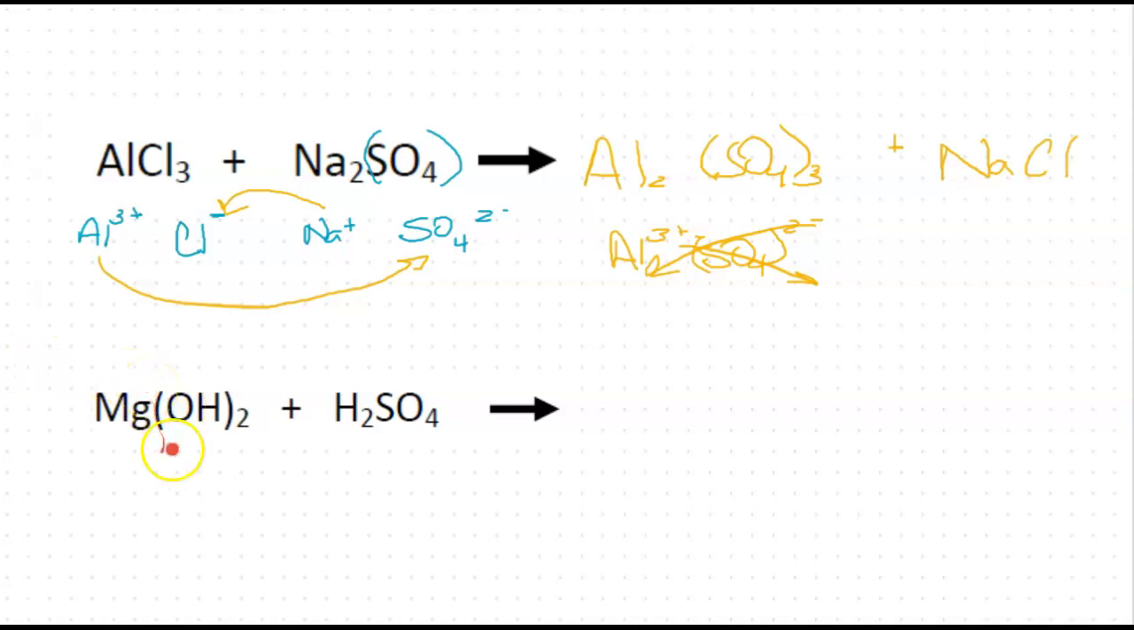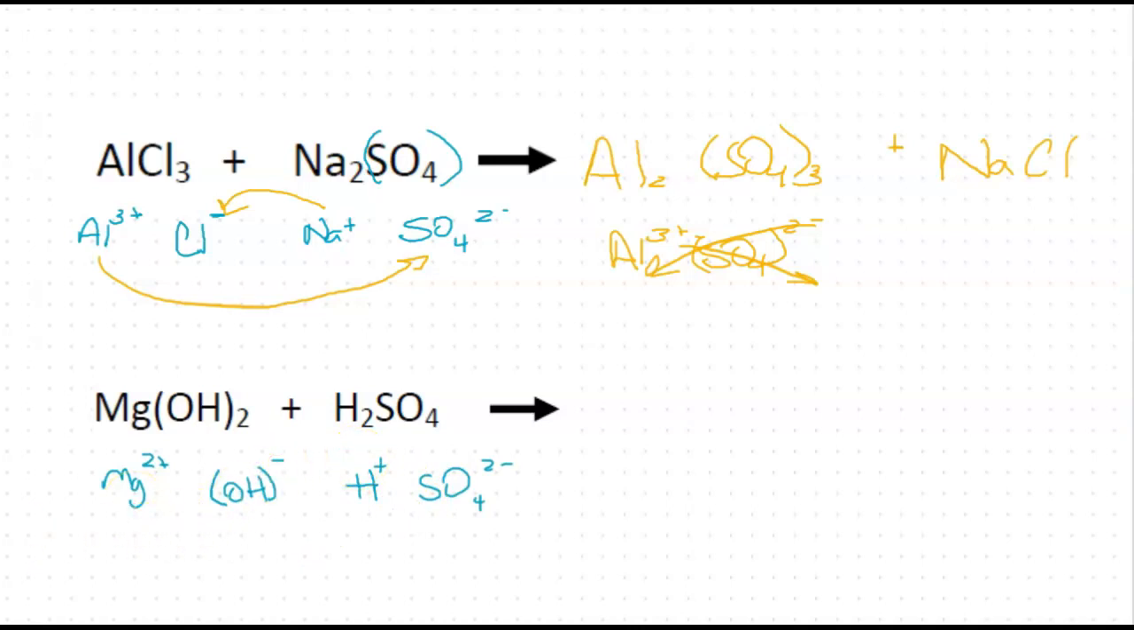Okay, for the bottom, we're going to do much the same thing, right? I'm going to split my ions apart. So on the left-hand side, I have magnesium ions with a 2+ charge. I have hydroxides with a -1 charge. For the sulfuric acid, I have hydrogen ions with a +1 charge, and we have our sulfate ion with a 2- charge. So again, we're going to connect the outsides together and we're going to connect the insides together.